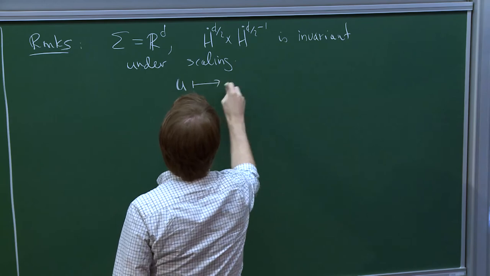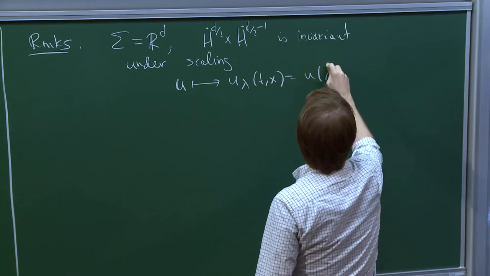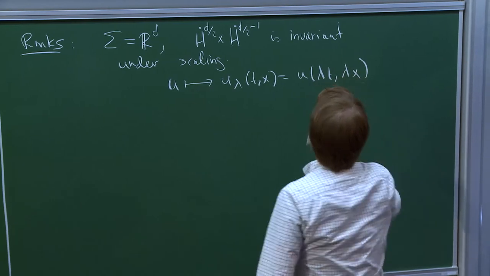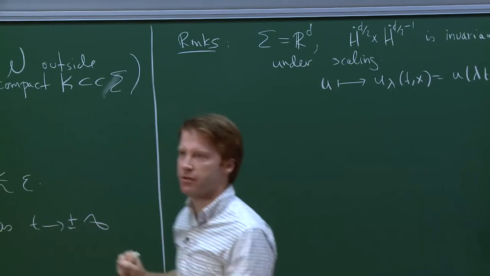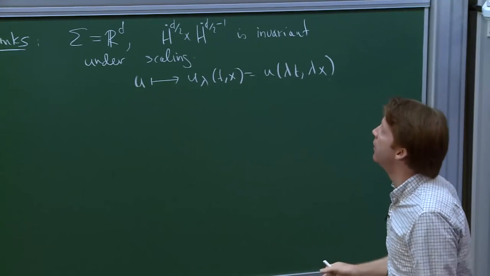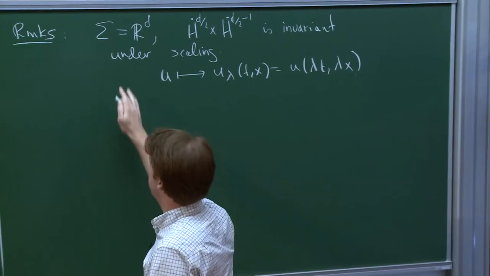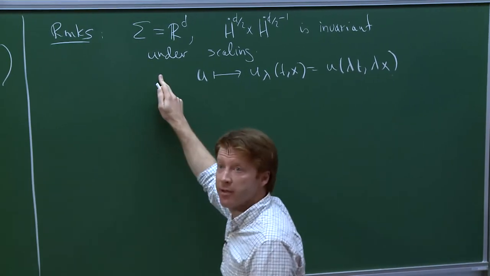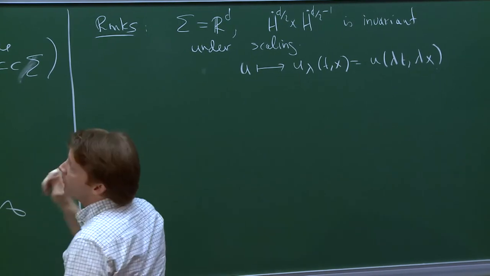So if u is a solution, then so is u lambda of t, x, which is u of lambda t, lambda x. And so this is the analog of a small data scaling critical global result. Okay, and I'll say more about this problem in Euclidean space in a minute. So just a couple remarks. Why are we doing this?